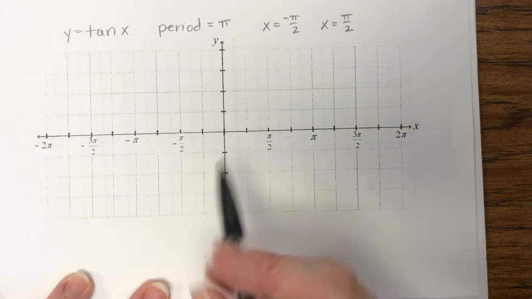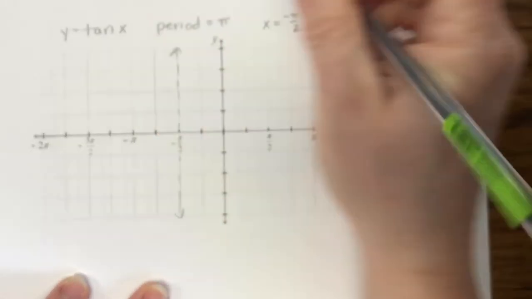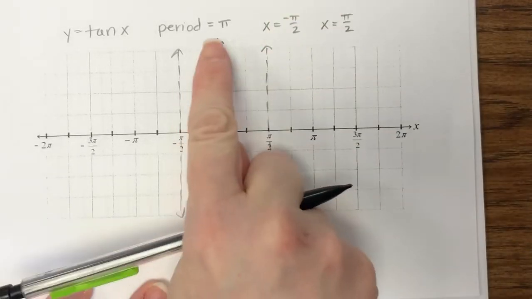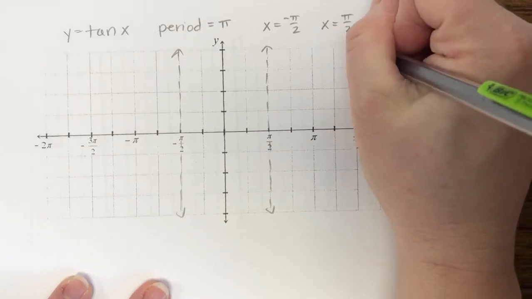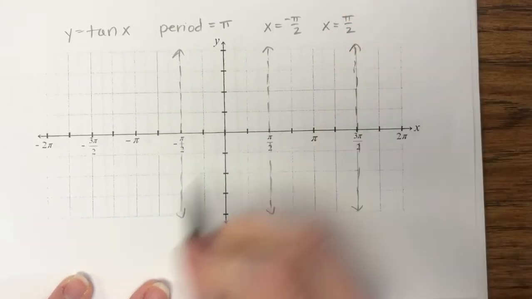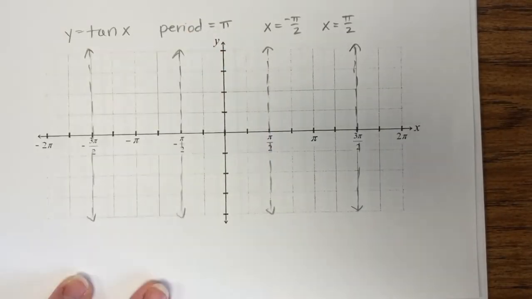So that's what I'm going to start with, those two asymptotes. I have a negative pi halves and I have a positive pi halves. And then I'm going to repeat this pattern every pi radians. So I can fit 4 vertical asymptotes on this graph.